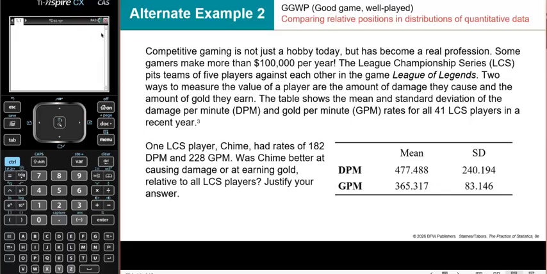So was Chime better? Had rates of 182 DPMs and 228 GPMs. Was Chime better at causing damage or at earning gold relative to all LCS players? Justify your answer. Okay, so it's interesting.